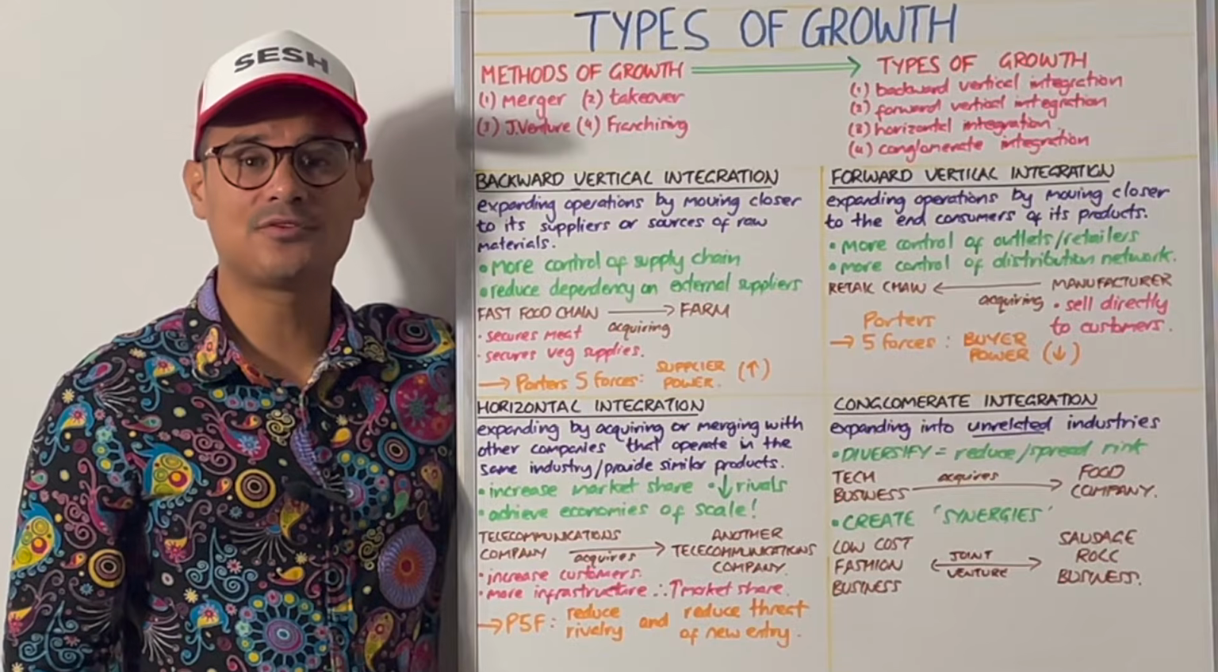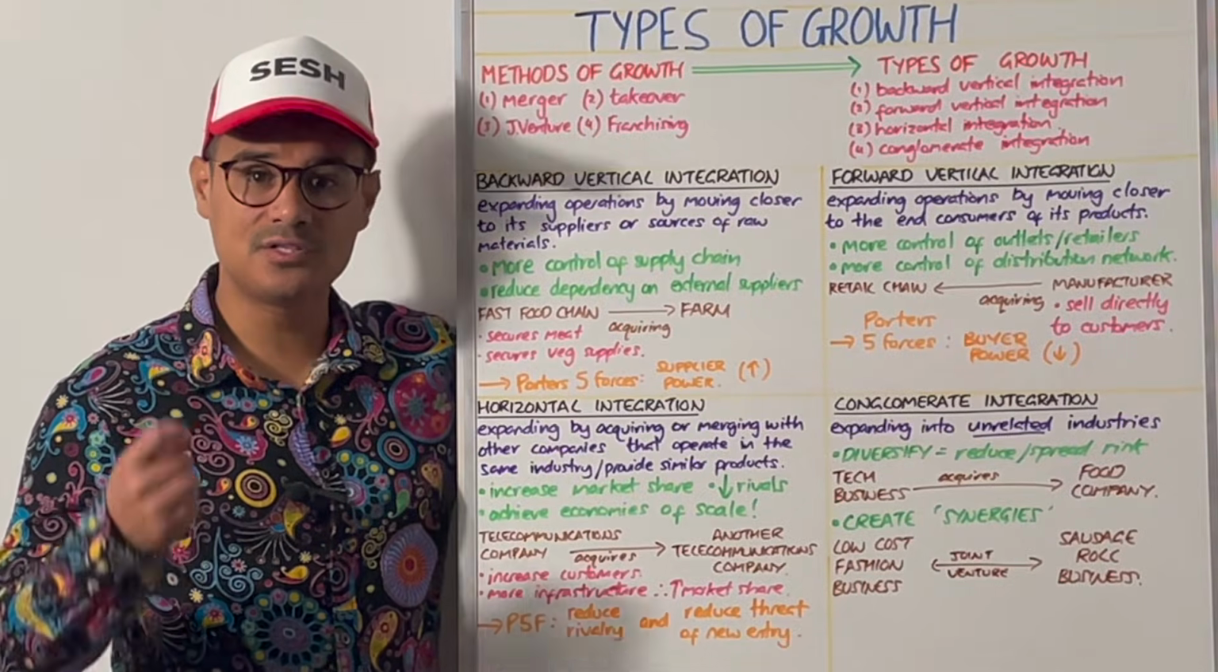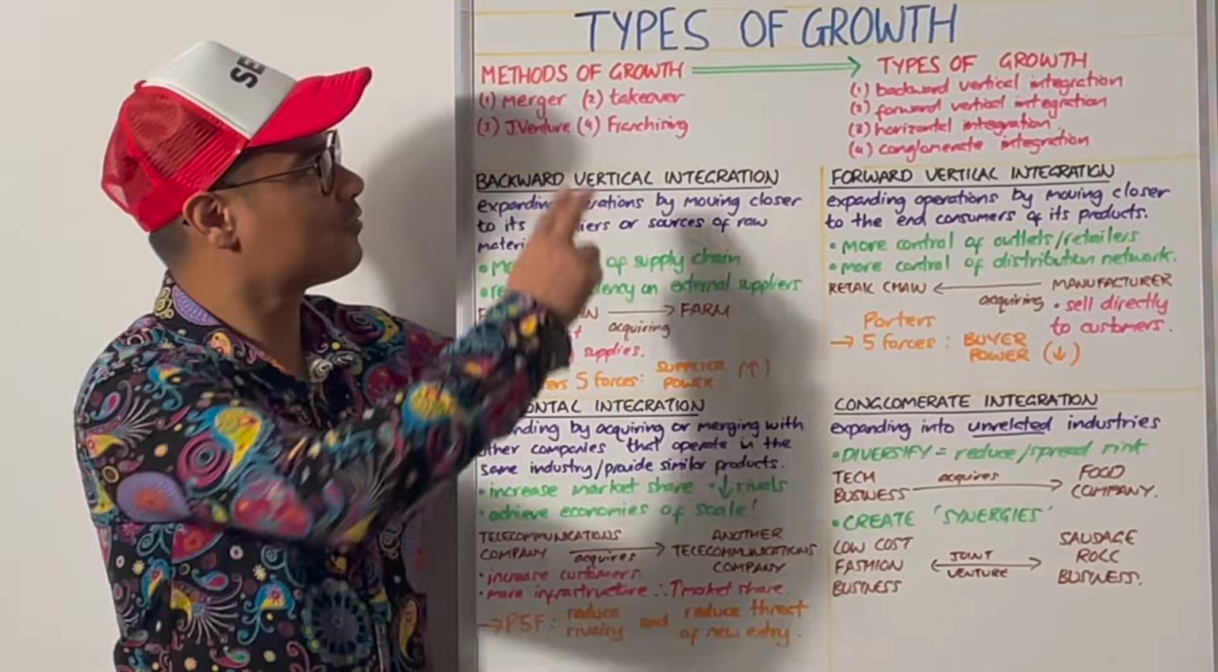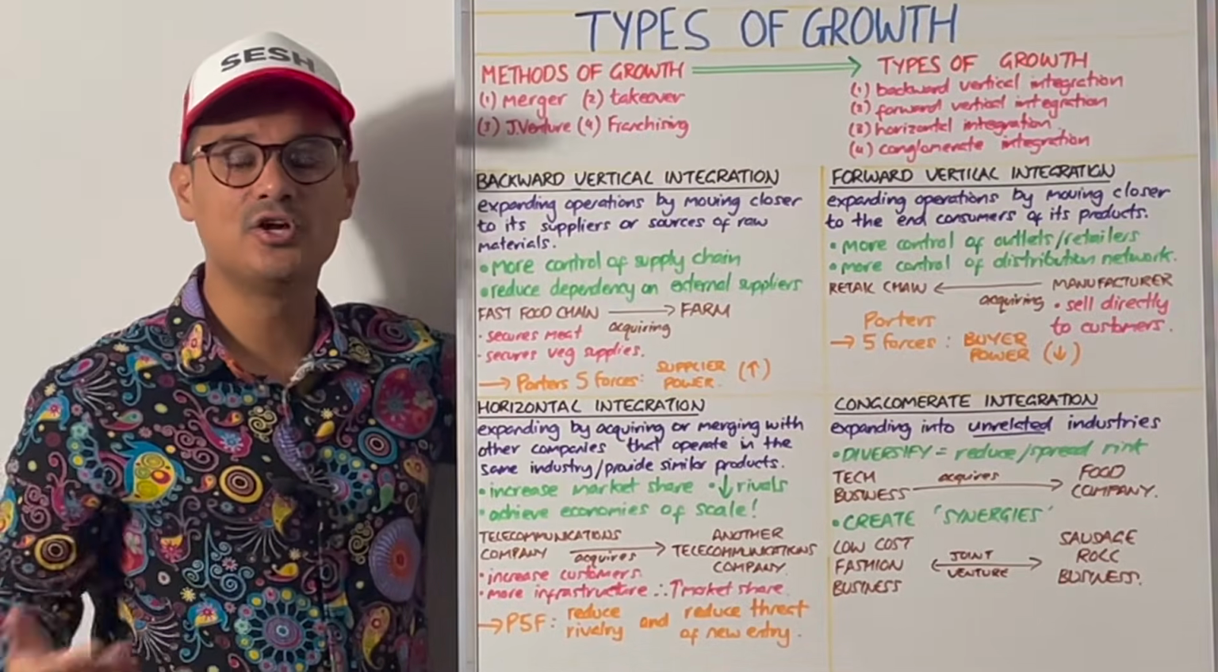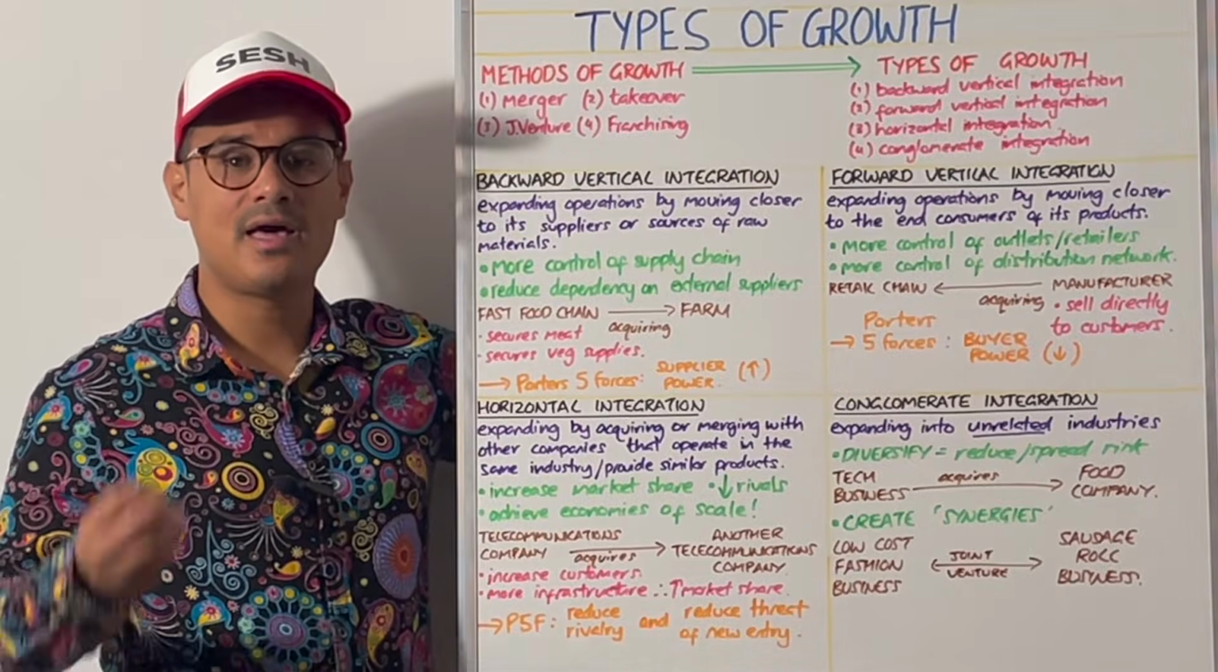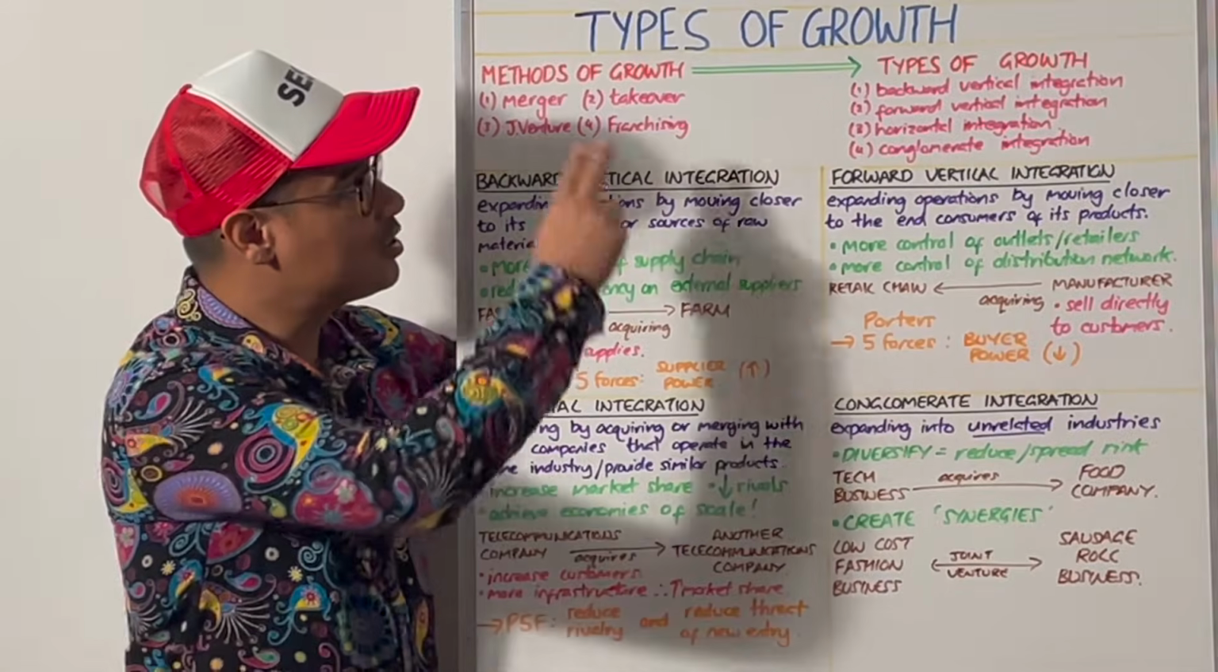Let's have a session on types of growth. So types of growth are different to methods of growth. Methods of growth are mergers, takeovers, JVs, joint ventures, or franchising. And then if you want more granularity, you'll look at the type of growth.